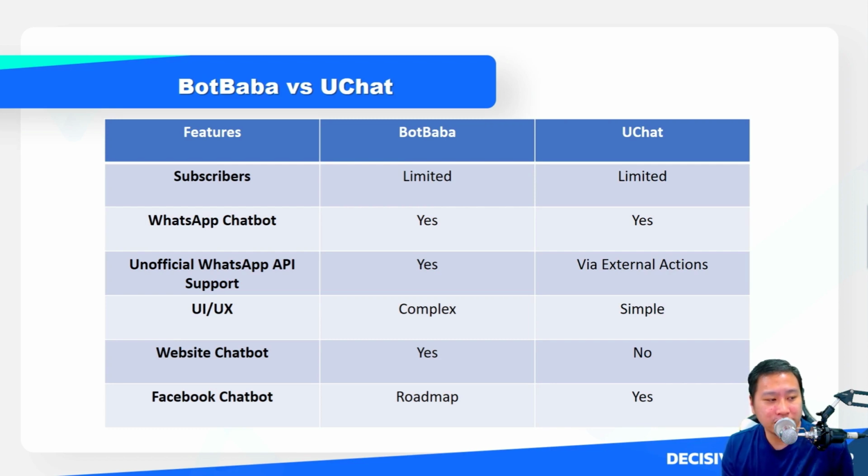Okay, so the next thing is the UI UX, right? For Botbaba, I would say that the UI UX is a little bit complex, whereas UChat is a lot more simple. Botbaba has a website chatbot. UChat does not have one. Facebook chatbot is on the roadmap for Botbaba. In fact, I would think that it is a little bit slow on this aspect, pushing out the Facebook chatbot. UChat already has a Facebook chatbot.